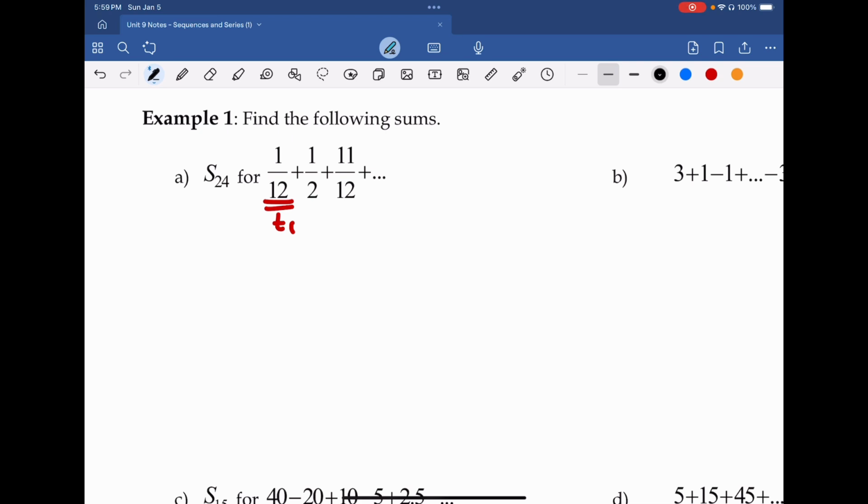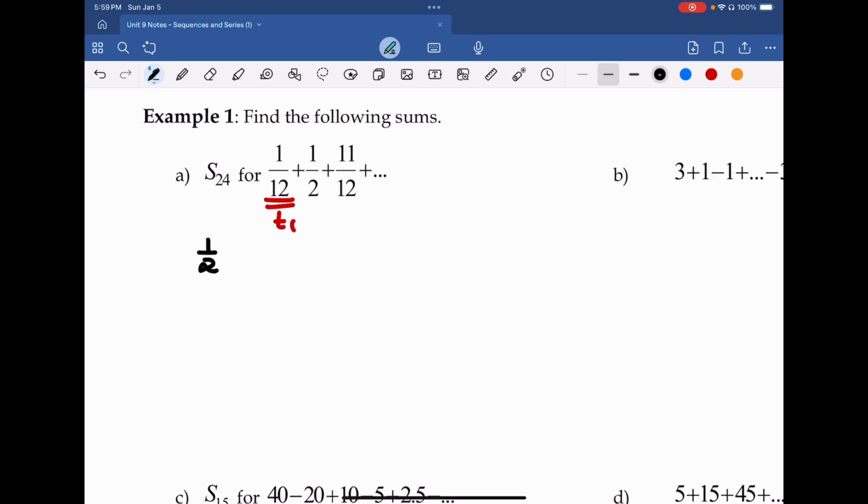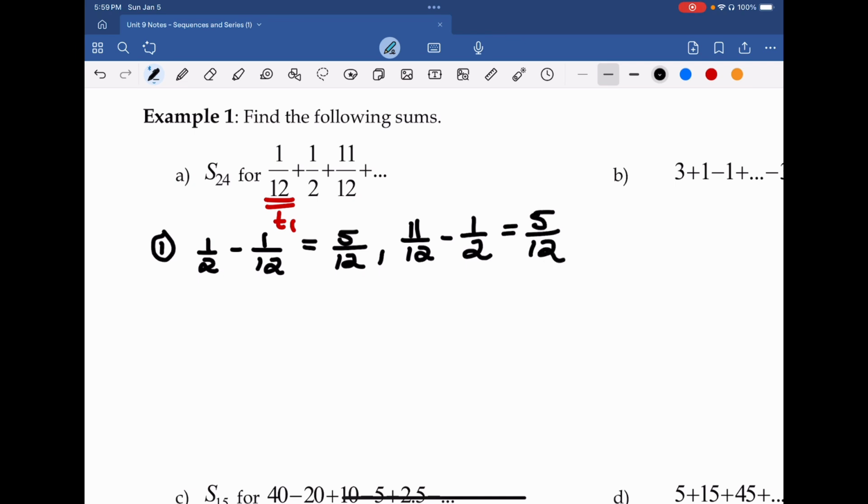In this one, I believe it's arithmetic, but we're going to do our test. We're going to take the second term and subtract the first term. So 1/2 minus 1/12 is equal to 5/12. Then we're going to repeat that process one more time, subtracting the second term from the third term. And again, this gives us 5/12. If we get the same number, this means there's a common number being added between each of these terms, and therefore we would say arithmetic.